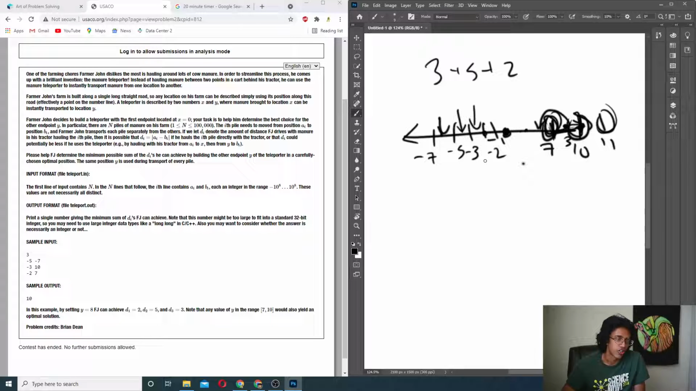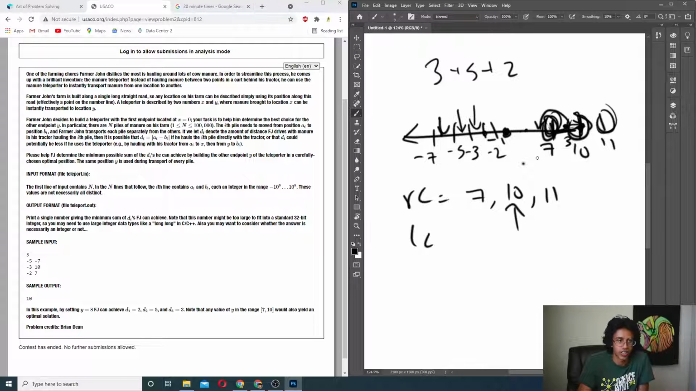Okay, so what we're going to do is have a right crossing list, RC, and we're just going to store the right endpoints, so 7, 10, 11. Then you just find the median, and then you calculate the cost for setting the teleporter to that point. Then you also do the same thing for left. So if you have like a 4 to -5.